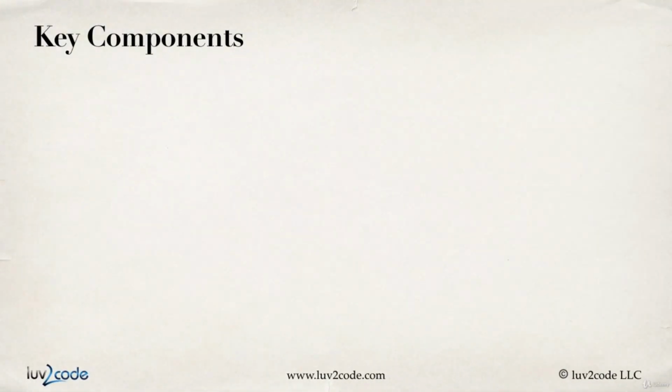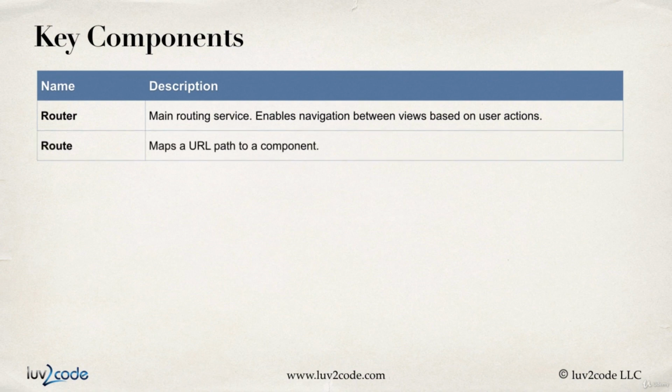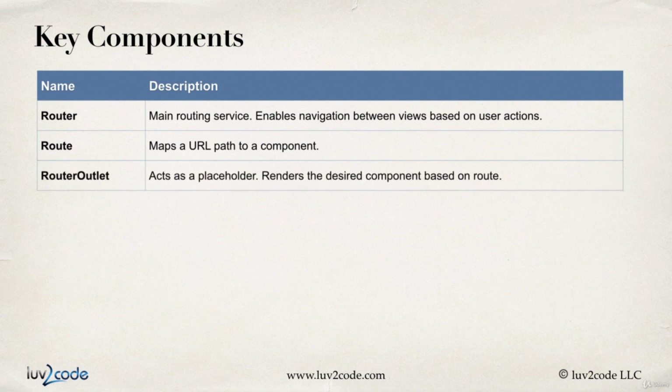Alrighty, so with the Angular routing here, there are some key components. We have the router, the main routing service. It enables navigation between the views based on user actions, for example, clicking on a link. We also have a route, which basically maps a URL path to a component. There's the router outlet. It acts as a placeholder, so it renders the desired component based on the route.